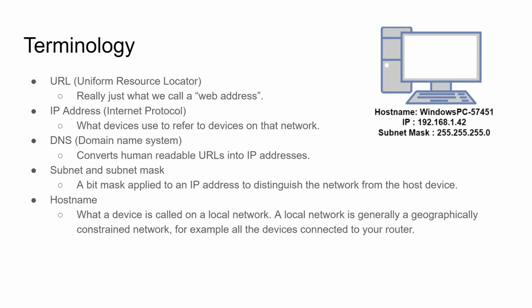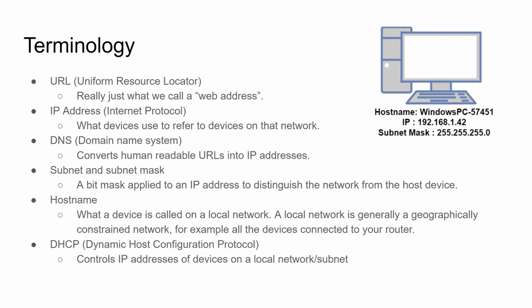A hostname is as simple as it sounds. It's just what a device is called on a local network. So for the most part, these are auto-assigned by devices, but you can set them, and we'll be setting ours in this video. And I've just added there that, for context, a local network is generally the geographically constrained network that you're on. So in most cases, in our homes, the local network is just the router and all the devices connected to it.